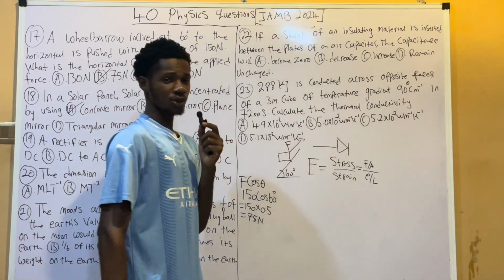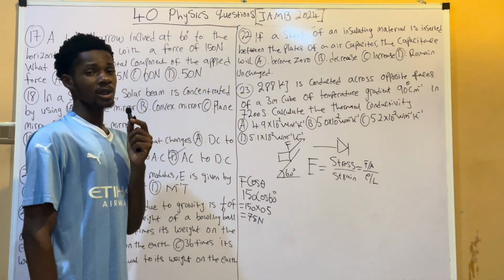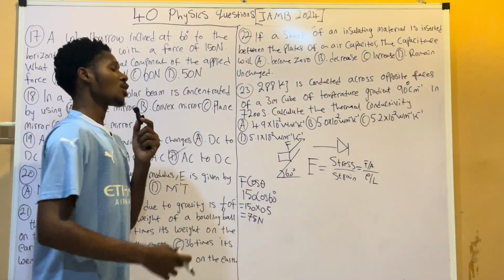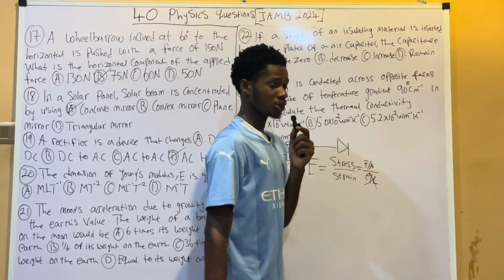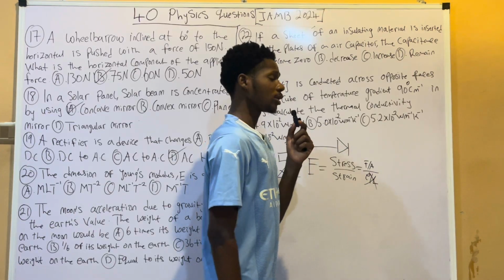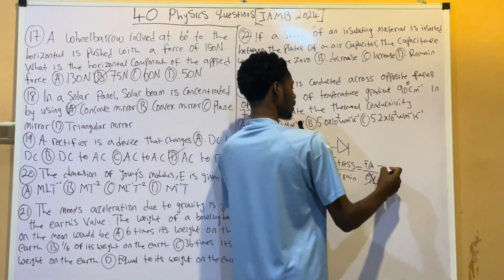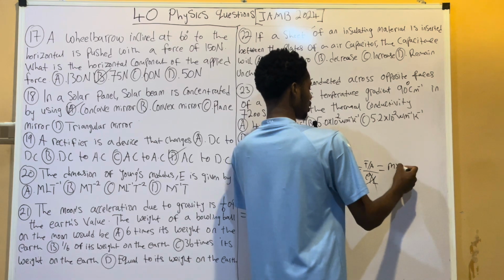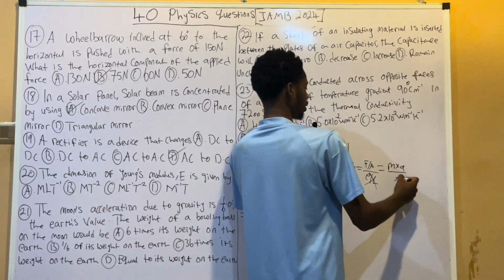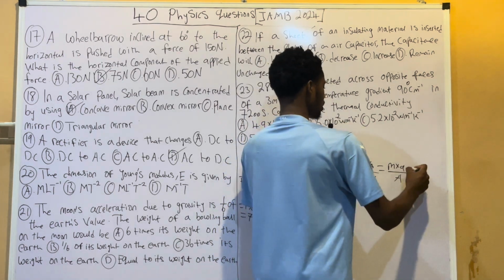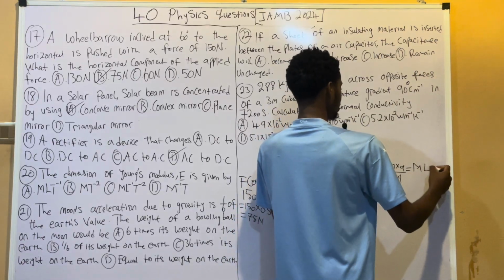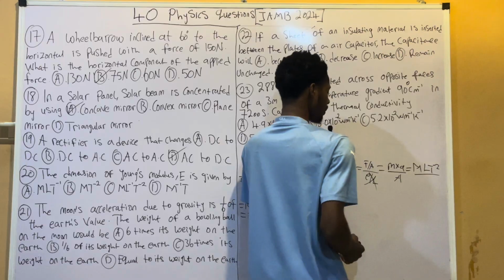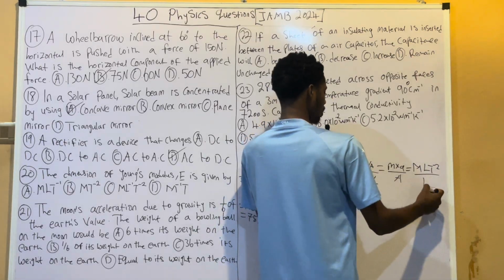Now you should know that strain does not have a dimensional quantity. Since it does not have a dimensional quantity, we can then leave it out. Now this is out of the picture. We are left with force over area. Now force is mass times acceleration, divided by area. The dimension for mass is capital letter M. The dimension for acceleration is LT^-2, divided by the dimension for area, which is L squared.